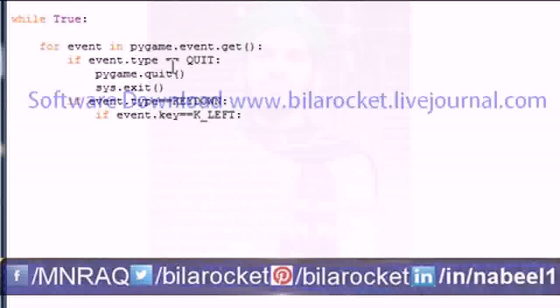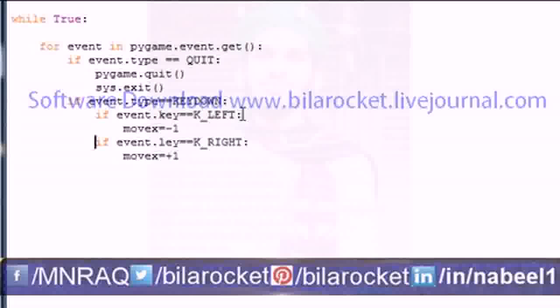So if they pressed the left button on your keyboard, then what do I want to do? Well, I want to take the position on the x-axis and move it equal to -1. This is going to move it left. So move x is equal to -1. And I'm going to need to do this for all the keys. So if event key is exactly equal to K underscore right, what do I want to do? I want to move it on the x-axis again, but this time I want to move it to the right. So move x equals +1.